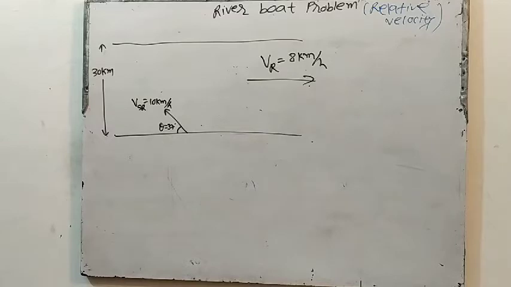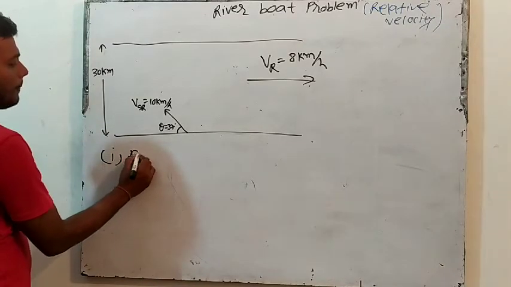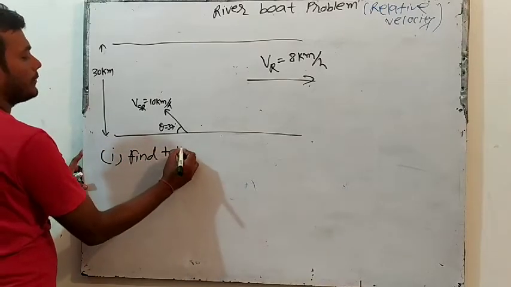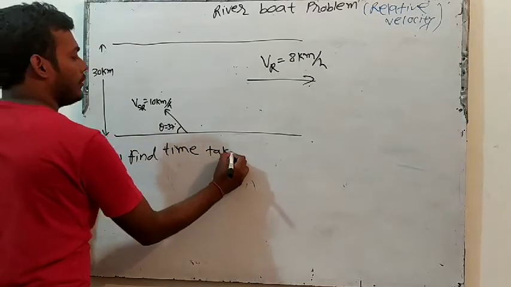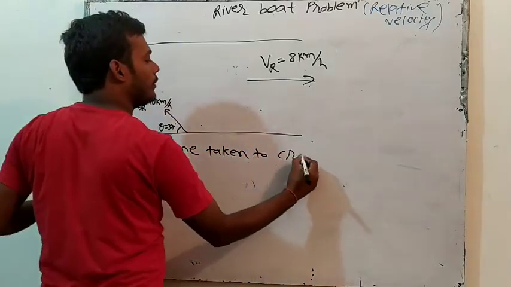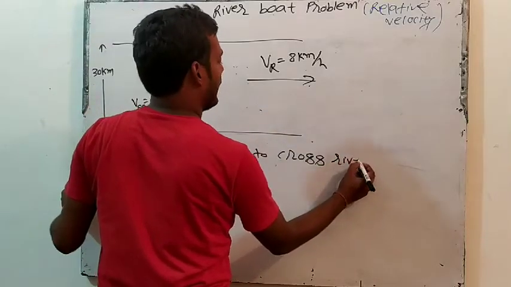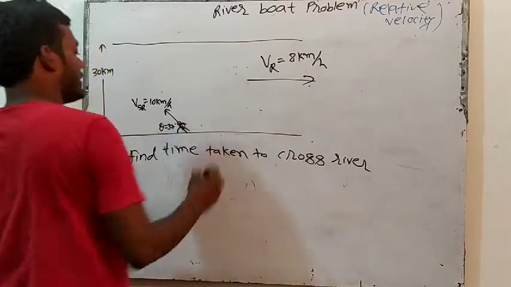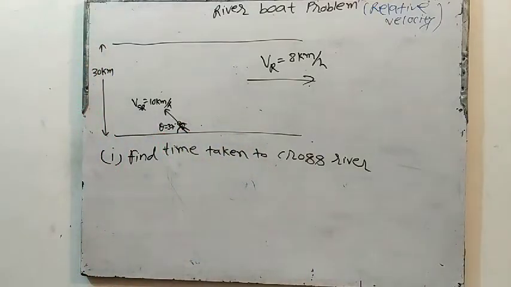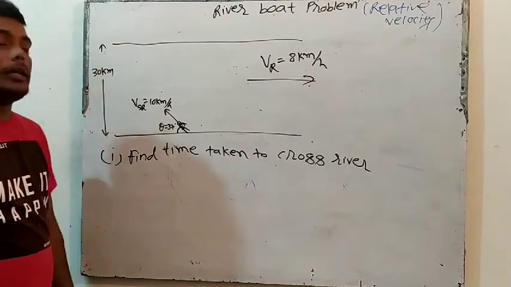Your first question is to find the time taken to cross the river. How much time will Bahubali require to cross the river? Bahubali is swimming in this direction right now. So how much time will Bahubali take? So now we have to take components, because this velocity is neither in x nor in y. So we will take components.